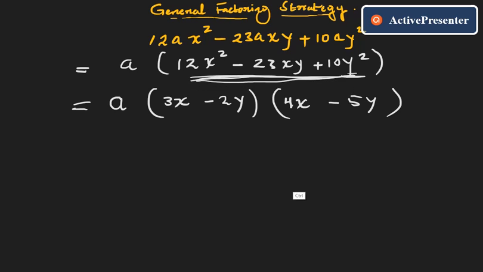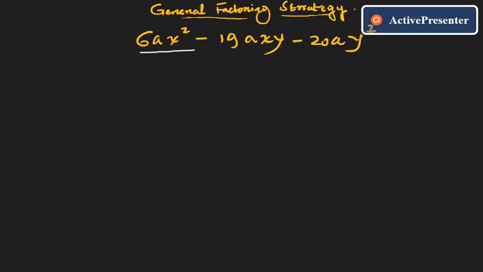Now see if we can factor this more. No. Then after examining and seeing that we cannot factor it more, your factorization is correct. Another question. We have 6ax squared minus 19axy minus 20ay squared.